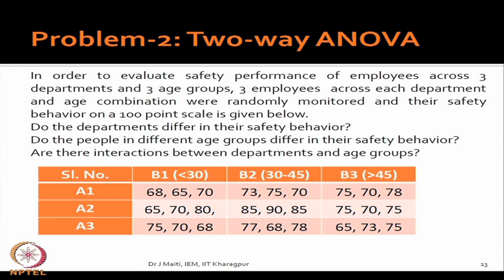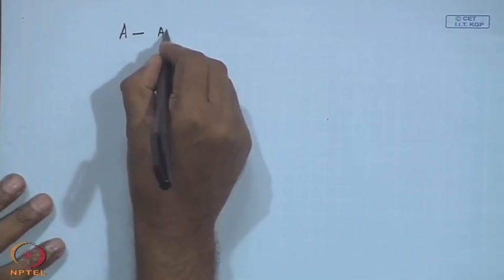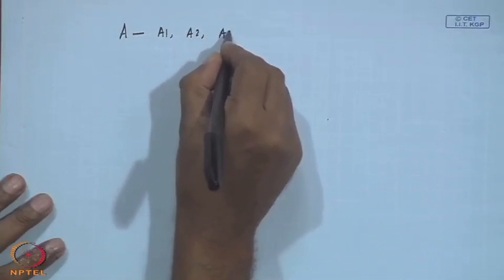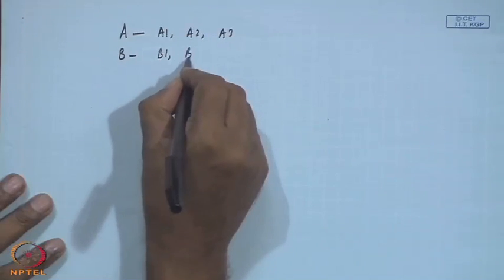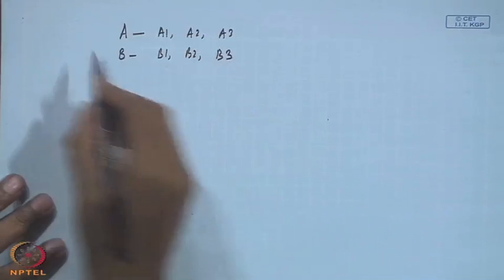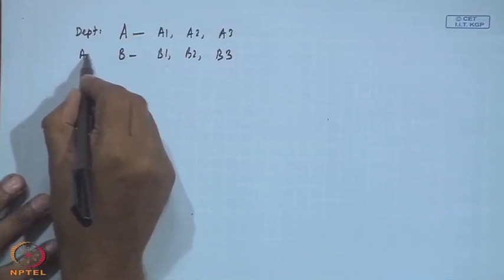As there are 2 factors, we will not use the word population frequently, we will use the word factors. So, department is one factor, that is A, and age is another factor, that is B. Now, the A factor has 3 levels, A1, A2 and A3, and the B factor, which is the age factor, also has 3 levels in this example. So, A means department, B is the age.